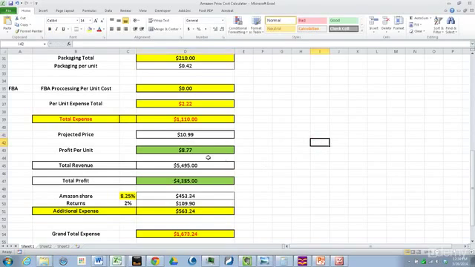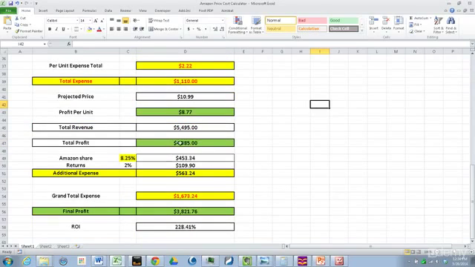Okay, so I'm making $8.77 per unit. Now that means that I spent $1,000 and I made $5,000. If I sold every one of those units, then my profit would be $4,385. That's huge, especially if I'm only spending $1,000.